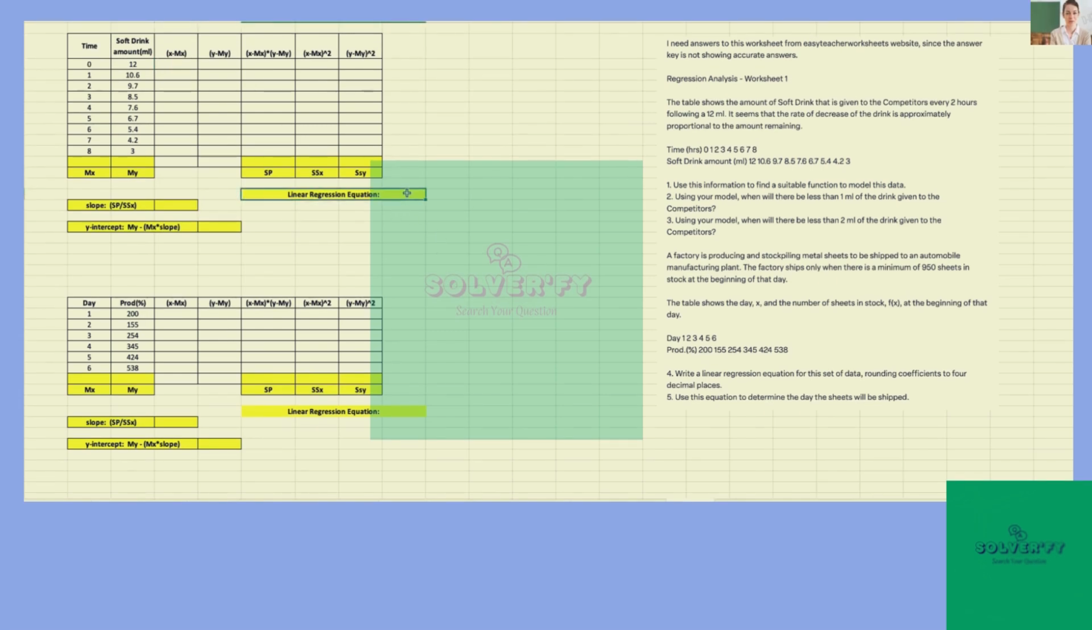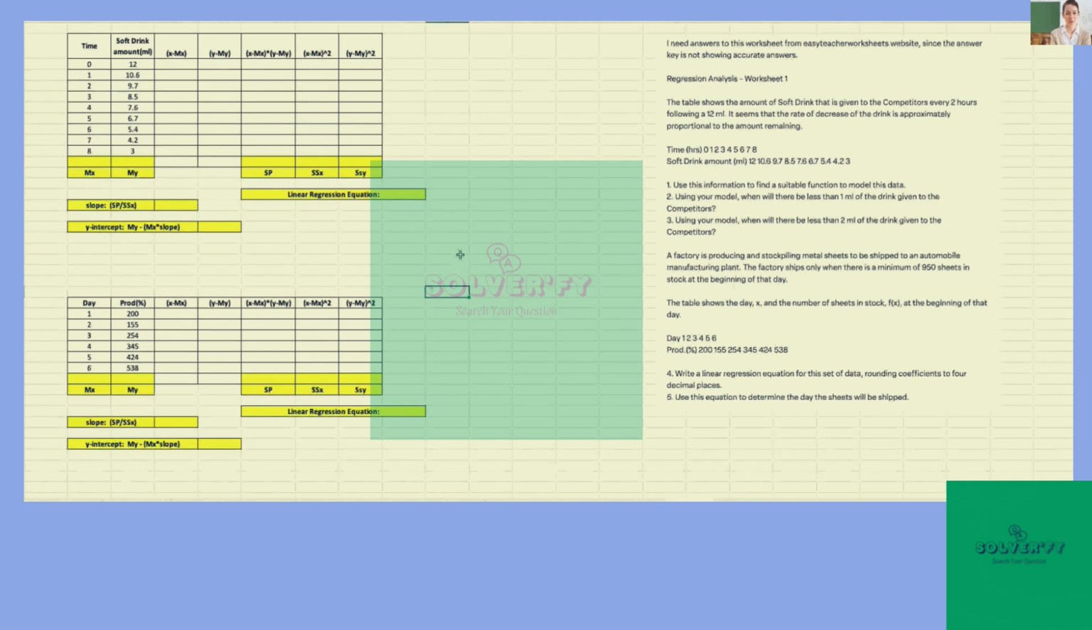All right, so I see that you need help with these two questions. You had said that you need answers to this worksheet from the easyteacherworksheets website since the answer key is not showing accurate answers. So, regression analysis worksheet 1.